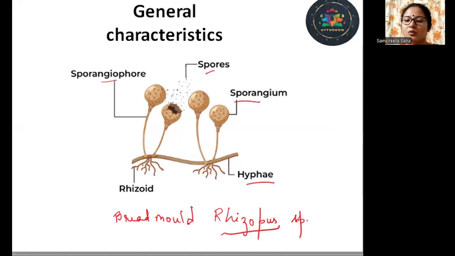When these spores, you can see over here, some spores are released when the sporangium bursts. Once they find a suitable substratum, which contains enough nutrients and also the weather is favorable for them to germinate, they germinate and produce the vegetative body. So these are the general characteristics, a few notable characteristics. One will be they are heterotroph.